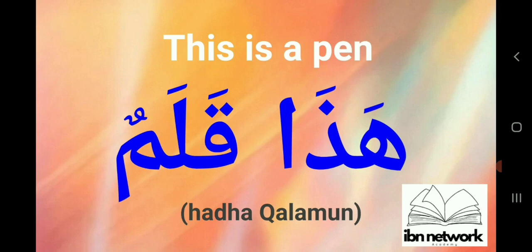the word for pen in Arabic is qalamun. Say it out loud. Qalamun. Again. Excellent. When you bring hada and qalamun together, it gives you this is a pen. You say hada qalamun. This is a pen. Say it out loud. Hada qalamun. Again. Hada qalamun. Meaning this is a pen.